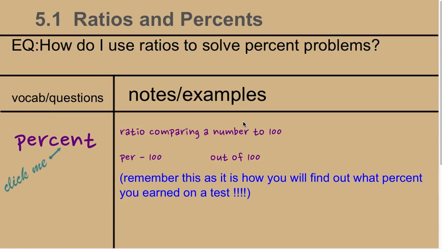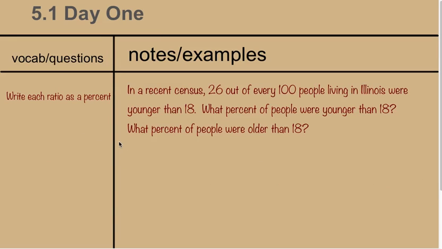Cent is always out of 100. 100 pennies is a cent. Century, so on and so forth. So remember that, and it'll help make a little bit more sense here.